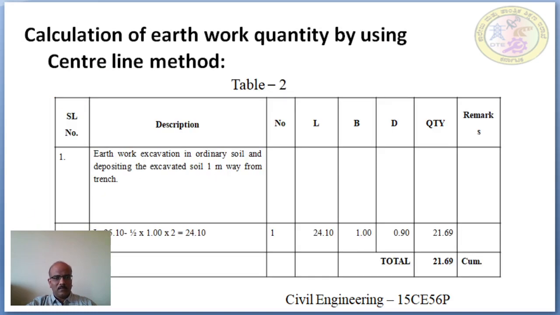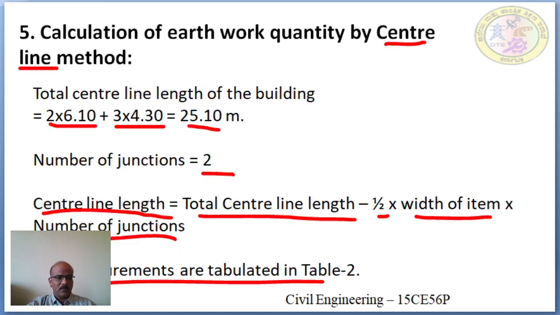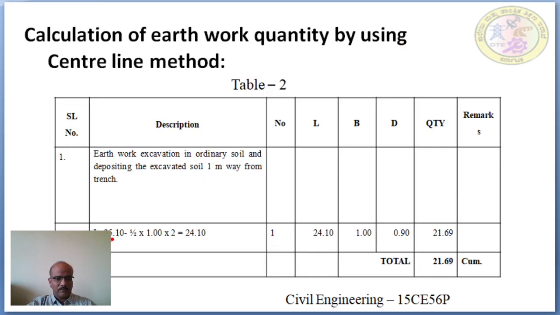The total centerline length is 25.1 meter. The 25.1 meter is taken here. Then I have written half into width into number of junctions: 1 by 2 into width of excavation is 1 meter and number of junctions are 2. When you calculate the length after corrections to the number of junctions, we will get the length as 24.1 meter. Here one number because all center lines are added, hence we will take the number as 1. And the total centerline length after correction is 24.1 meter.